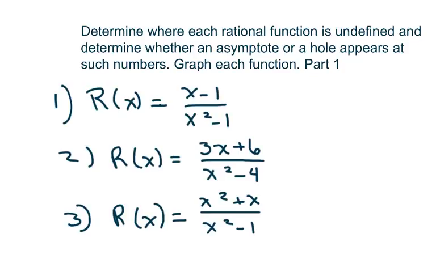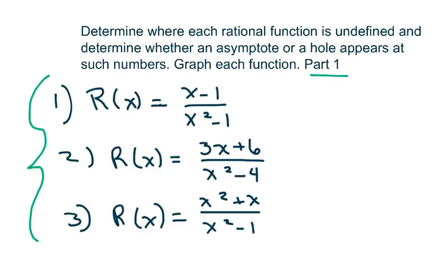We're going to determine where each rational function is undefined and determine whether an asymptote or a hole appears at such numbers. We've already done this a little bit in previous videos. We're going to graph it. This is part 1, and these are the 3 problems we're going to be doing.